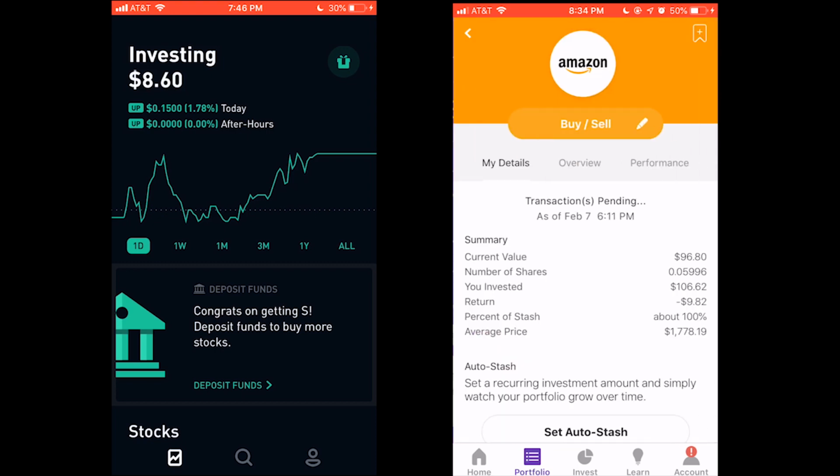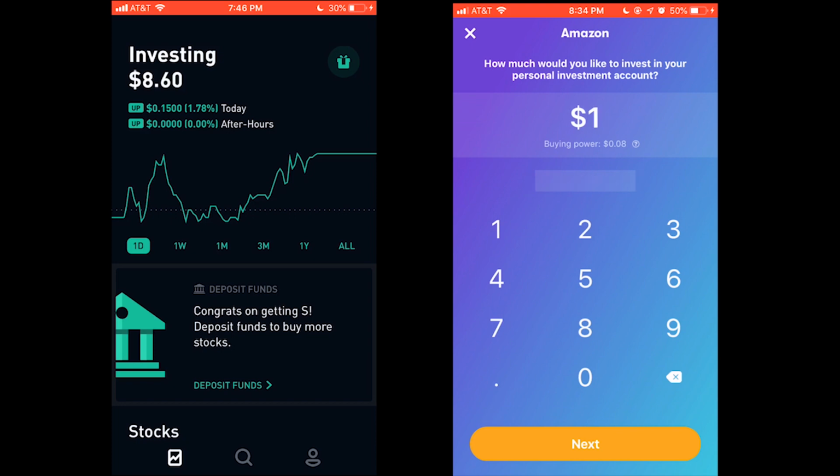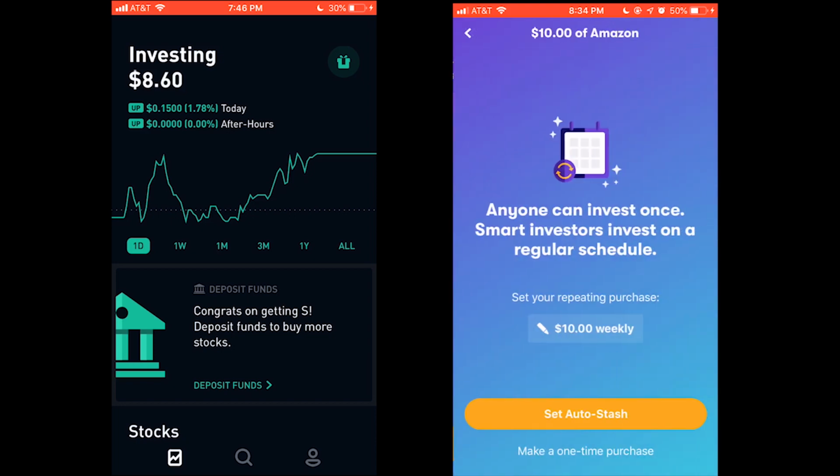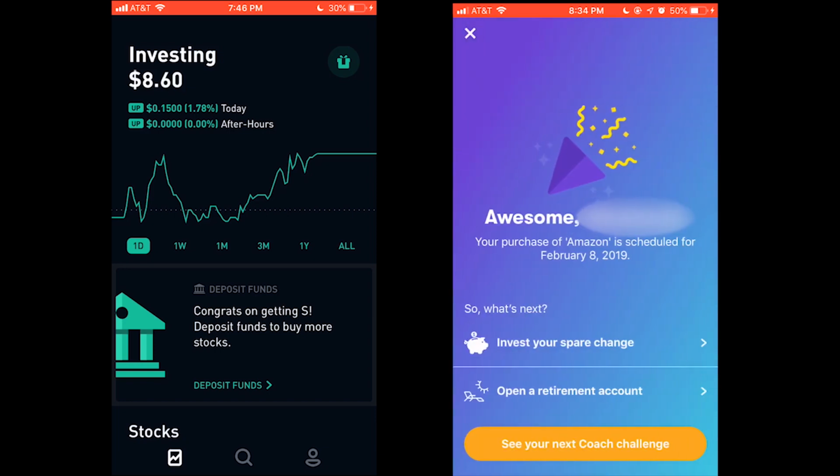So let's make a purchase. We'll do $10, and Stash defaults to auto stash, but we'll do just a one-time purchase. And there it goes. It'll buy it in the morning, and we get a little congratulations.